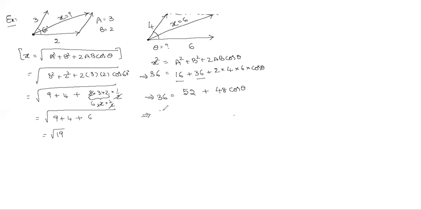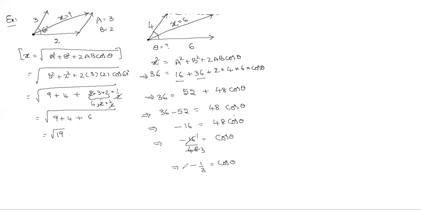Here, 36 minus 52. How much is this? 16. Minus 16 or plus 16? Minus 16. Right. That implies minus 16 is equals to 48 cos theta. Then cos theta will be how much? Minus 16 divided by 48. How much is that? Minus 1 by 3. Exactly, 16 ones are 16, 16 threes are 48.